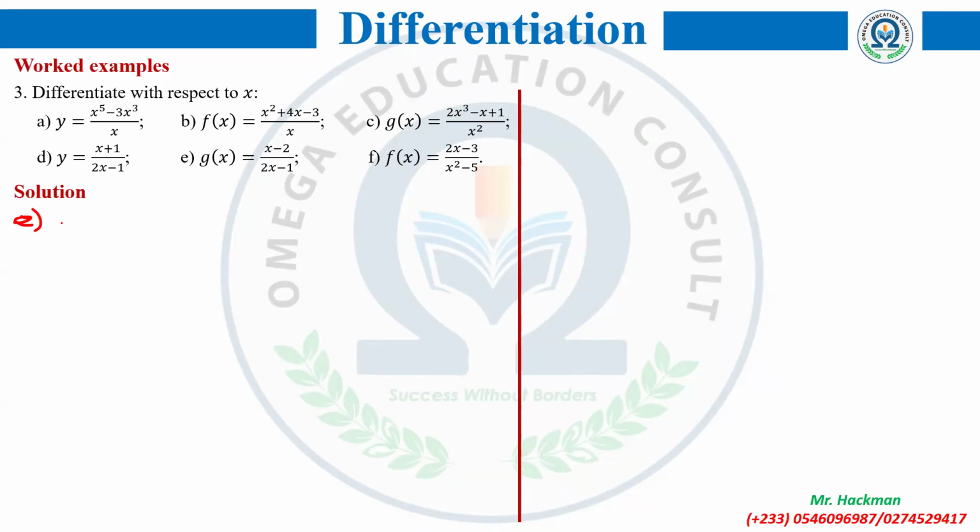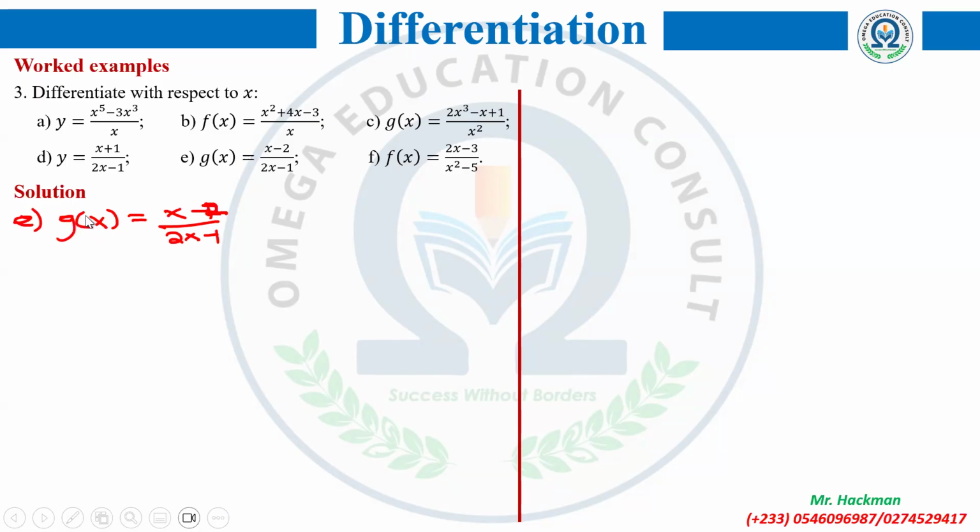Okay, yes, sir. So now let's go. g of x, that's what we are given, and we are told it is equal to x minus 2 over 2x minus 1. So you can see that this question is similar to this. Your numerator is linear, your denominator is also linear, so the same idea.